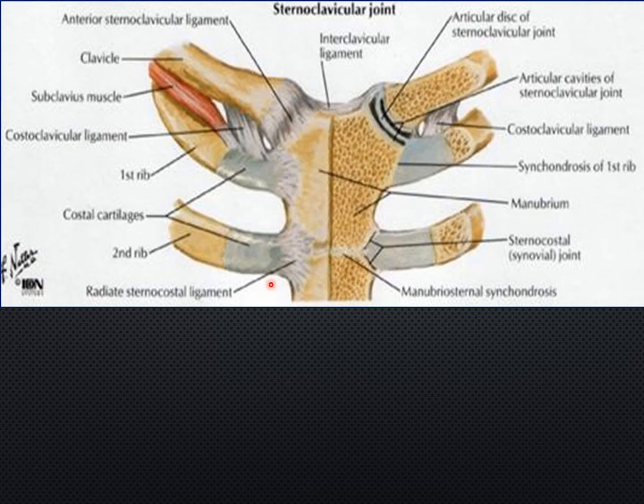These are the synovial joints, whereas the first costal cartilage, the joint between the first costal cartilage and the sternum, that is the first chondrosternal joint. That is an example for primary cartilaginous joint, and it does not permit movement, and it will be replaced by bone later. This is the first chondrosternal joint.